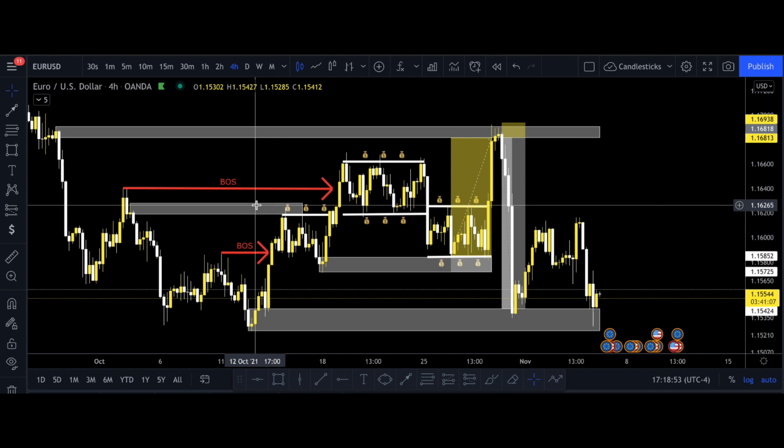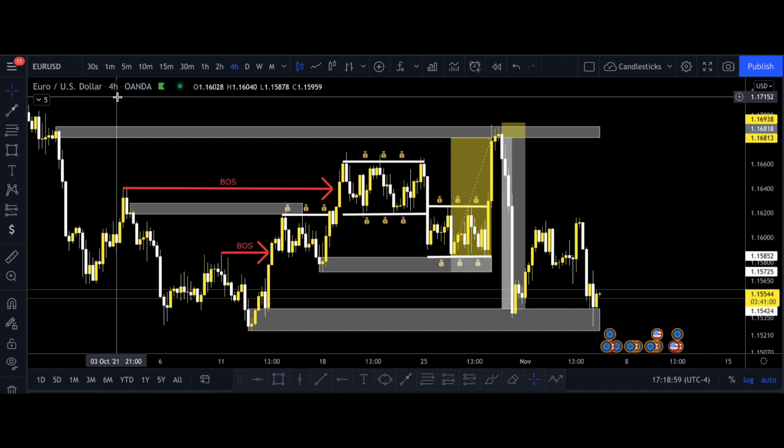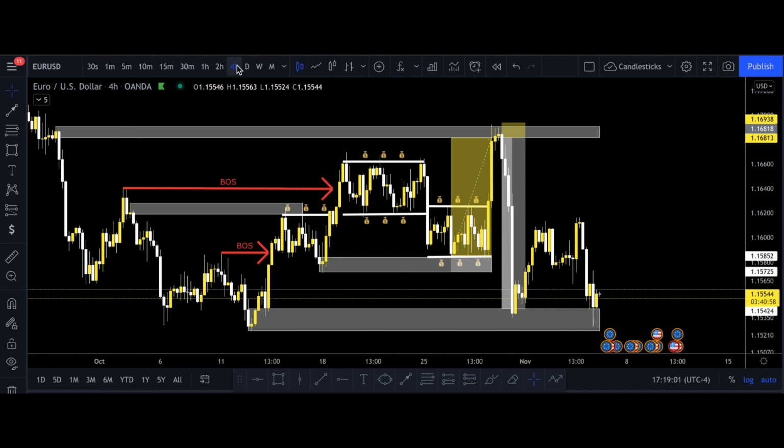All right, ladies and gentlemen, here we are on tradingview.com. I currently have Euro USD pulled up, which is the European and the United States dollar. I have it on the 4-hour time frame, which means each and every single one of these candlesticks represents 4 hours of price action.